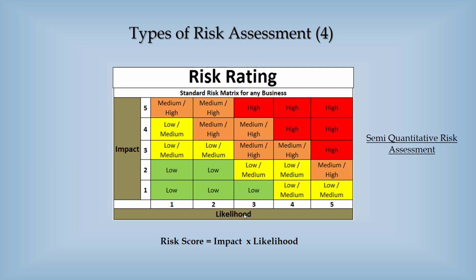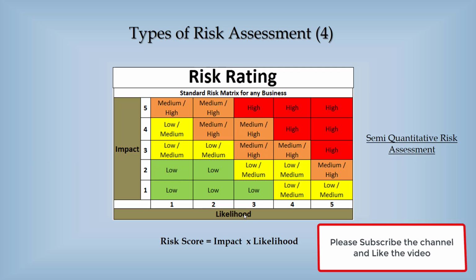What I mean is that you can see that there are values: impact 1, 2, 3, 4, 5, likelihood 1, 2, 3, 4, 5, and both of them get multiplied and an outcome is resulted. For instance, if we choose the value of impact 5 and likelihood value 5, on the top corner we see high, 5 into 5 is 25, so the risk score of this particular value would be 25. So in qualitative terms the risk is high, but in quantitative terms the value is 25. So this is semi-quantitative risk assessment.